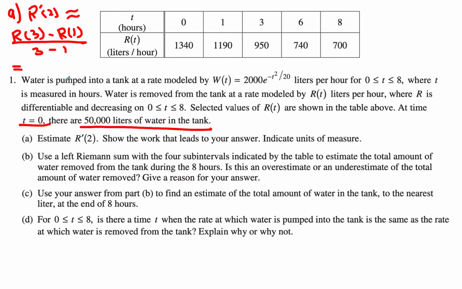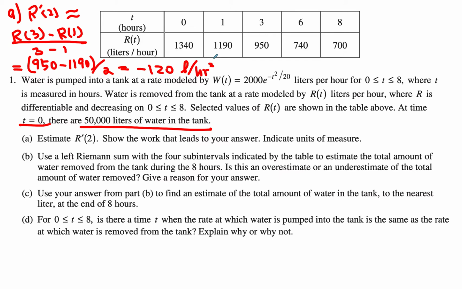Now, what is that equal to? That's equal to 950 minus 1190 divided by 2. When you use a calculator, you're going to get negative 120. Now, they want you to indicate the unit of measure. Since I'm taking the derivative of R, it's liters per hour, divided by hour. So that means liters per hour squared. That would be the unit of measure.